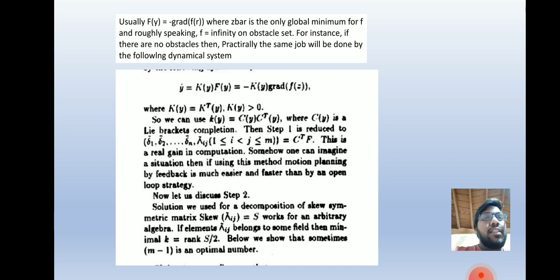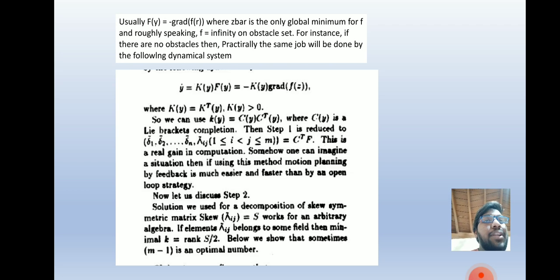Let us see what the system is. y dot is equal to k of y, f of y is equal to minus k of y grad of f of z, where k of y is equal to k transpose of y, which means it is a symmetric matrix, where k of y should be greater than 0. So we can use k of y is equal to c of y, c transpose of y, where c of y is a Lie bracket completion.